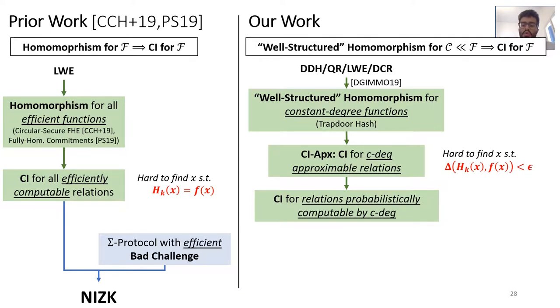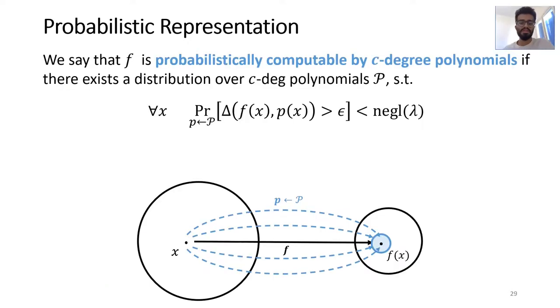I just want to tell you what notion of approximability we're considering. So we say that a function f is probabilistically computable by a constant degree polynomial if there exists a distribution over such polynomials such that for every input x, the probability that f of x and p of x are far from each other in Hamming distance is negligible. Where p here is this polynomial sampled according to the distribution, which probabilistically computes f. Good.